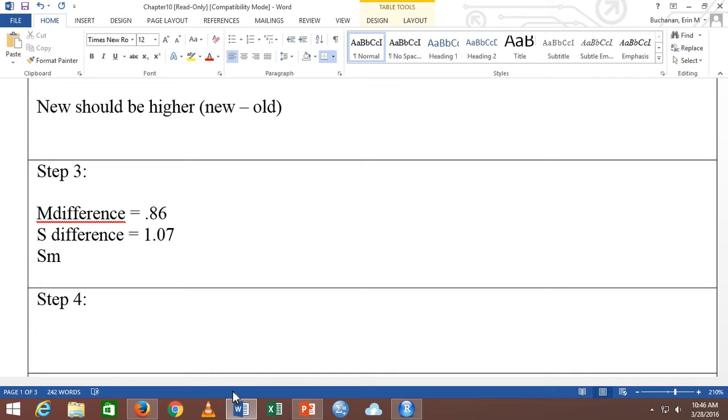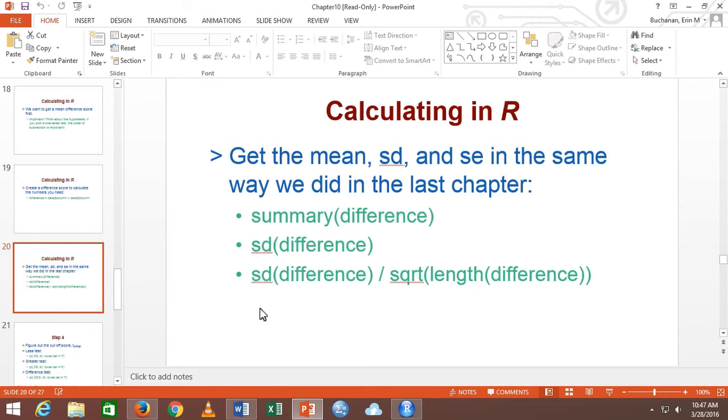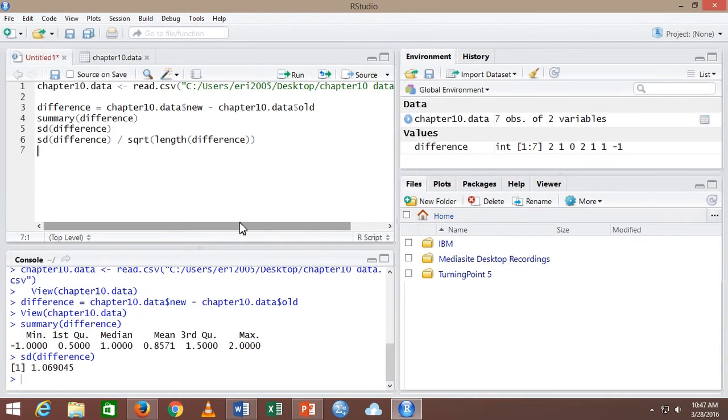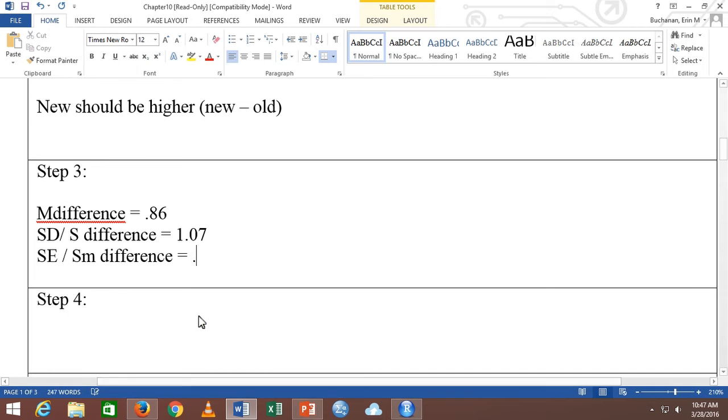The standard error of the difference, or s_M and s in the notes, I'm just going to try to use both here. For the standard error of the difference, we're going to divide by the square root of n. Or we can use our big formula that we've been doing. It's 0.40.